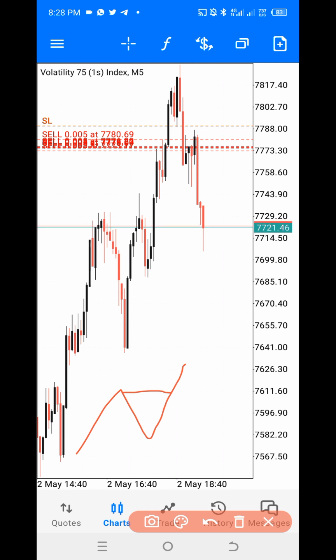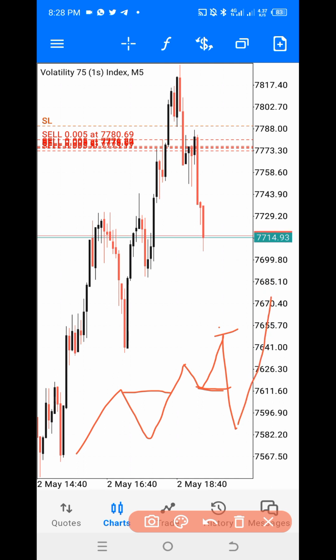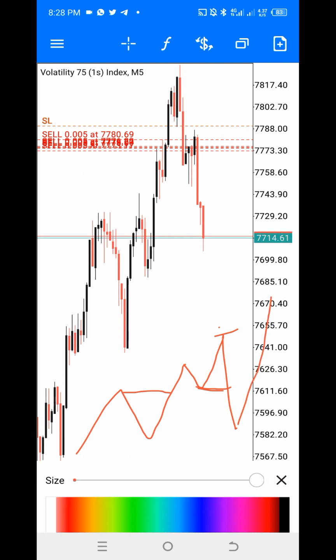Then in SMC, there's what we call inducement. So after this break in market structure, you have a little pullback like this. Then you have this, and you have something like this. So this is our inducement, this is our higher high here, and this is our higher low here. Now one thing with SMC is that now it is inside this area here.